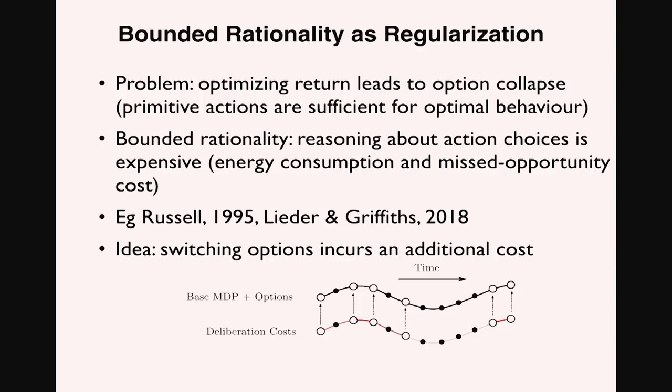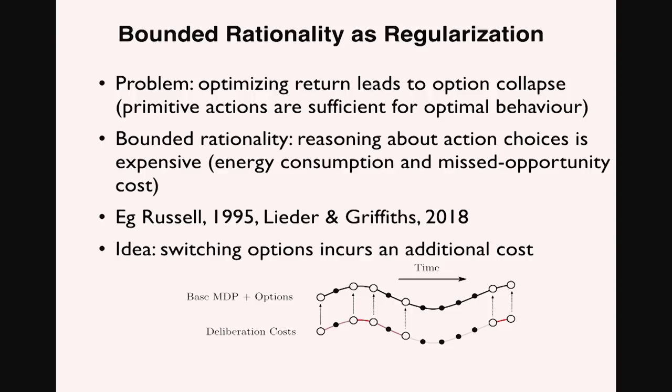The only other problem is that over time, of course, the options will go away. And that's because we know from theory that primitive actions are always sufficient for optimal behavior. And this, in some sense, is also mirrored from findings in neuroscience, where models are not used until the end. At some point, habitual learning takes over. So primitive actions are sort of like habitual learning.